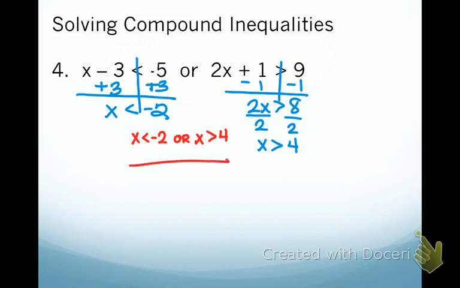When we graph these, it's going to look a little bit different. These are both going to be open circles. Here's negative 2. Less than would be to the left, so I'm going to shade this way. But then at positive 4, open circle again, but this time I want greater than, so that would be this way. And so since we have two separate inequalities, we have two separate regions on the graph. You're either getting bigger or you're getting smaller. You can't do both of those things at the same time.